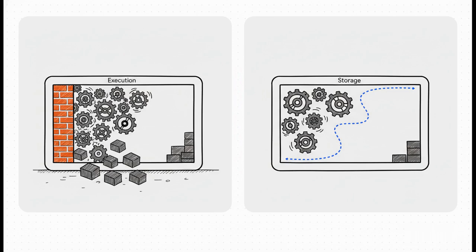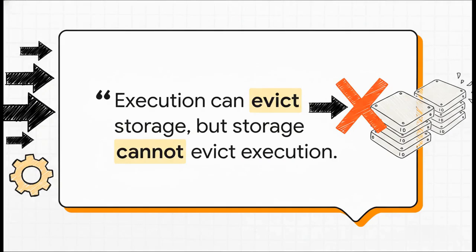You could have a shuffle-heavy job that was spilling to disk because it ran out of execution memory, all while the storage region was sitting there completely empty. The unified model completely solves this by creating a single, shared pool where execution and storage can dynamically borrow from each other. Now, this is the single most important rule that governs the Unified Memory Manager.